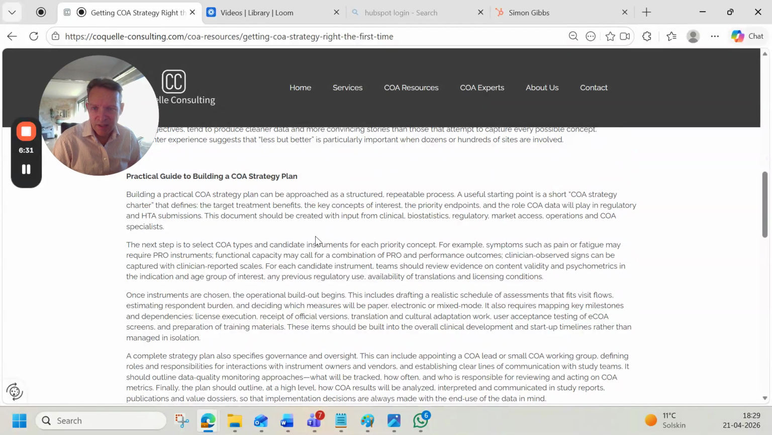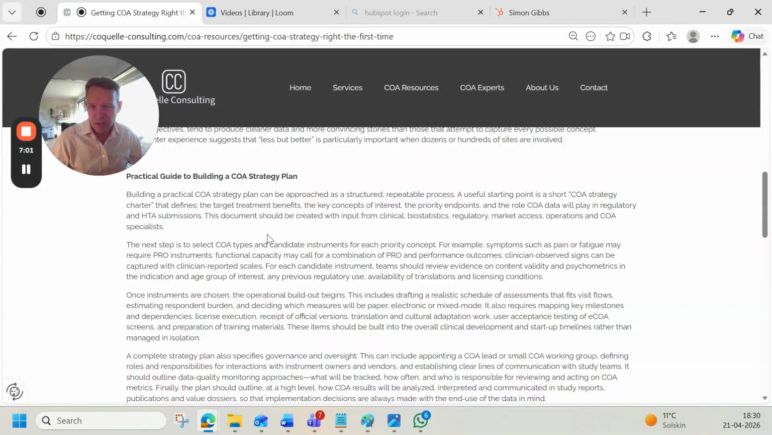Practical guide to building a COA strategy plan. Building a practical COA strategy plan can be approached as a structured, repeatable process. A useful starting point is a short COA strategy charter that defines the target treatment benefits, the key concepts of interest, the priority endpoints, and the role COA data will play in regulatory and HTA submissions.